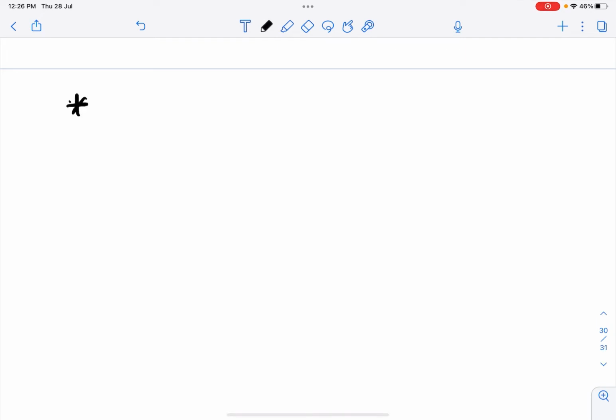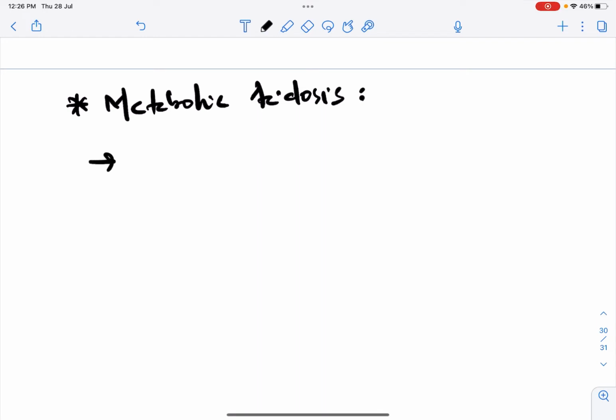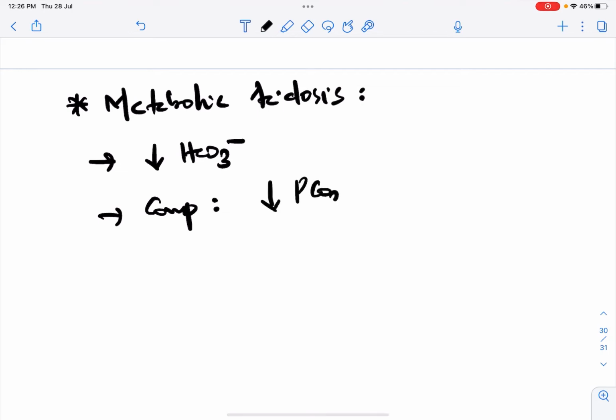metabolic acidosis. As already discussed, the primary disturbance is a decrease in bicarbonate. The compensation for metabolic acidosis has to be some alkaline response. The alkaline response is by decreasing PCO2. So the change is always in the same direction. Whenever bicarbonate decreases, the PCO2 also decreases to compensate for it.